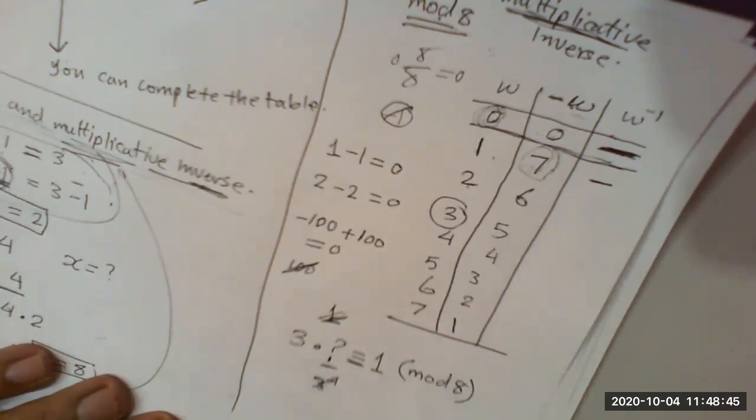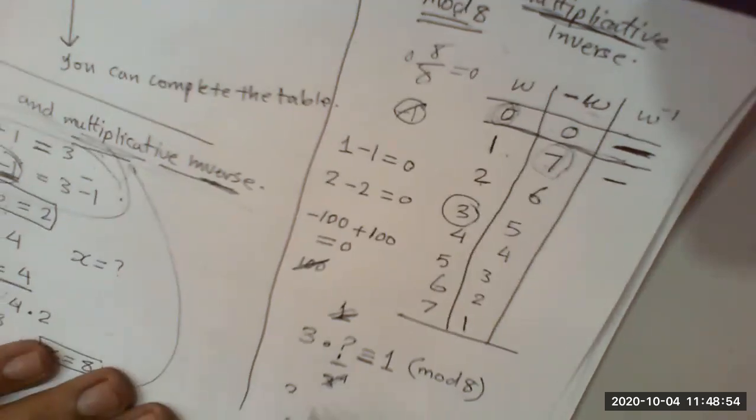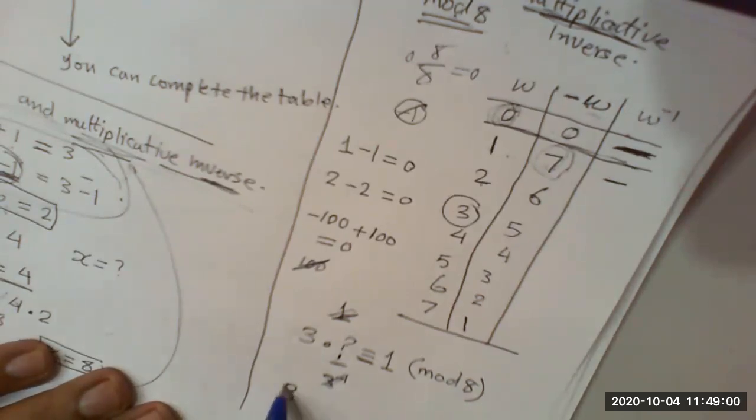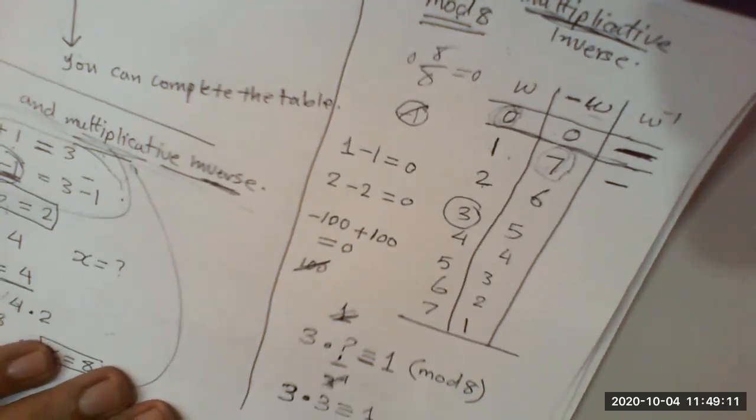Okay? Multiplied by 3. Yeah, exactly. Abdul Basit, you answer? Muhammad Ali, your answer is. Okay, I'll repeat it. I will give you more than one example. Okay, 3 multiplied by 3 is congruent with 1 mod 8.